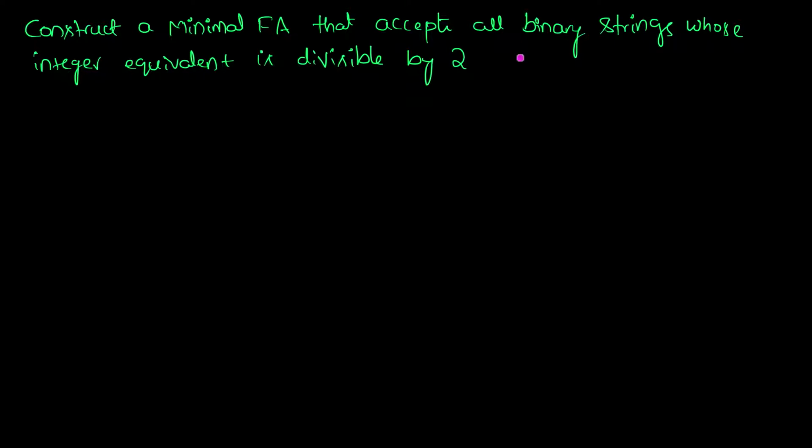where we will be constructing a minimal finite automata that accepts all binary strings whose integer equivalent is divisible by 2, right? Here we were given binary strings, so each string is a binary number. That means the input alphabet is zeros and ones. Each string is made up of zeros and ones, right? And the integer equivalent of that string is divisible by 2.